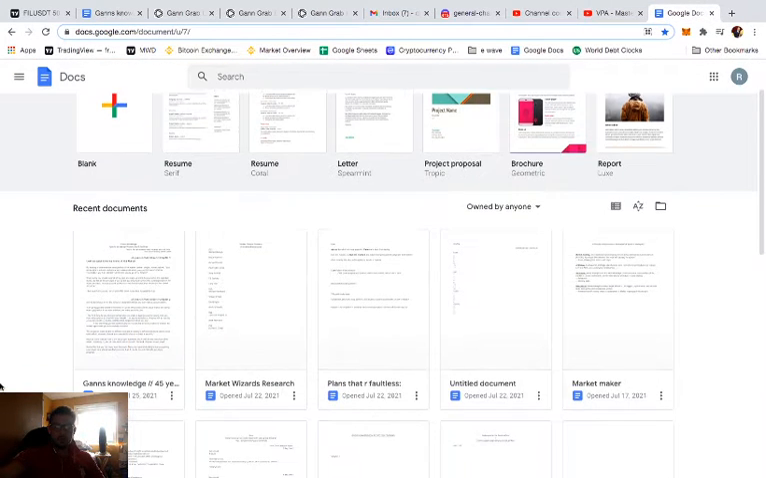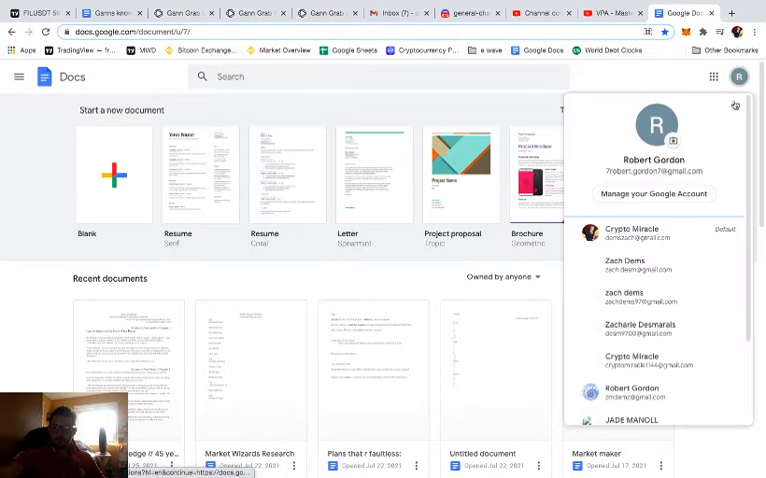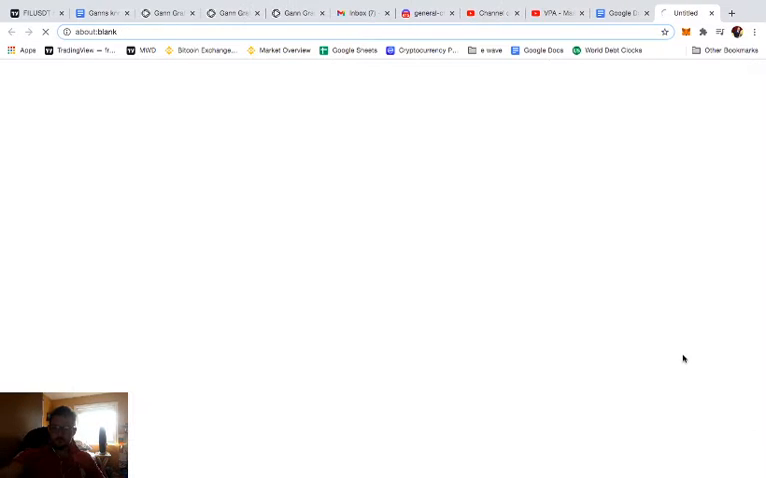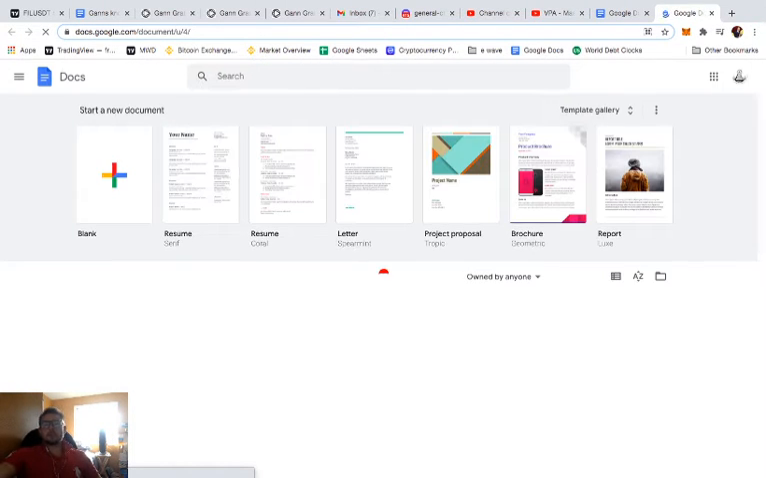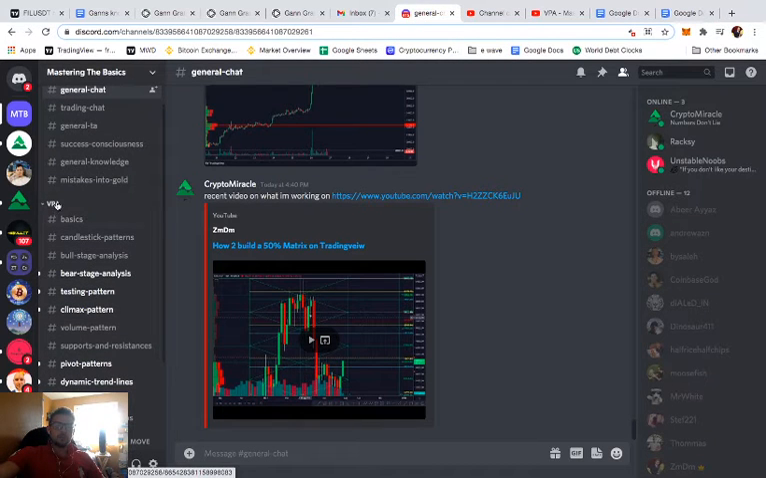So here, let me get the... I should have got this beforehand. But no, the knowledge is pretty good. Actually, I put VPA inside the Discord. So this is VPA Volume Profile. This is something that you guys have to master.